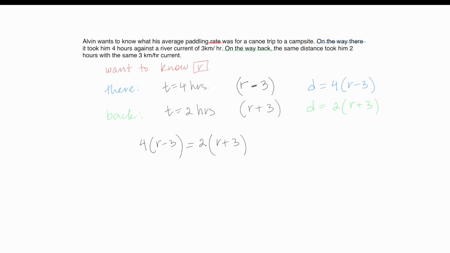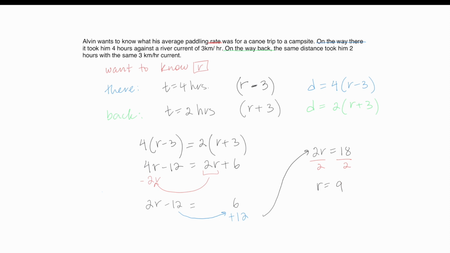And then this is a simple linear equation. I distribute my 4 to get 4r minus 12, and I distribute my 2 to get 2r plus 6. Then I take this 2r and subtract it from the 4r, which leaves me with 2r minus 12 equals 6. Then I take my negative 12 and add it to the 6, so now I have 2r equals 18. Finally I divide both sides by 2 to get r equals 9. And that's it, we're done.